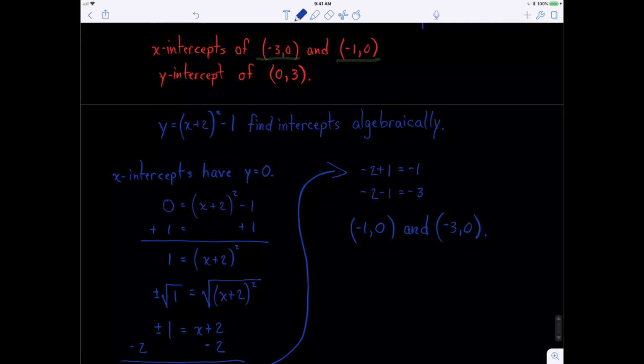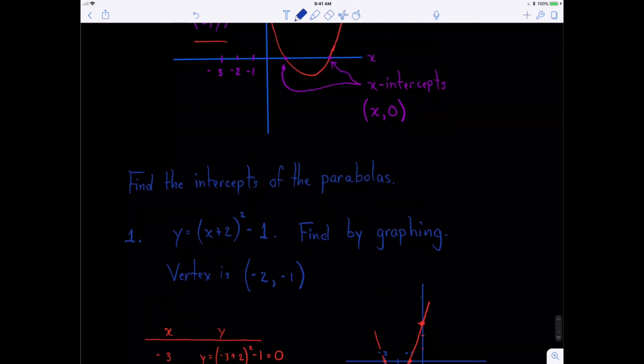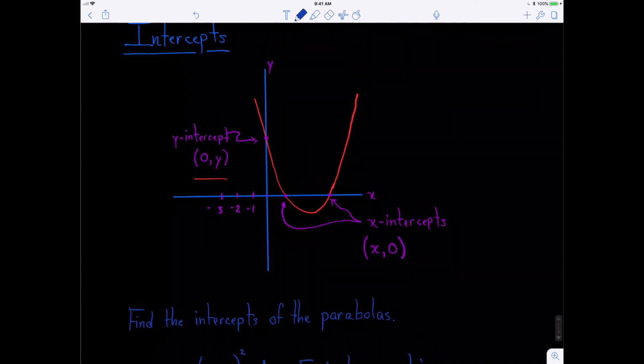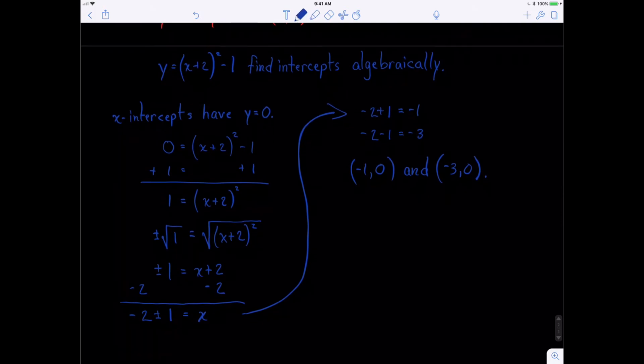Now, let's find our y-intercept. And remember, from what we found up above, the y-intercept occurs when the x value is 0. And in a way, it's often the easier value to calculate. So now I'll write this: the y-intercept has x equal 0.